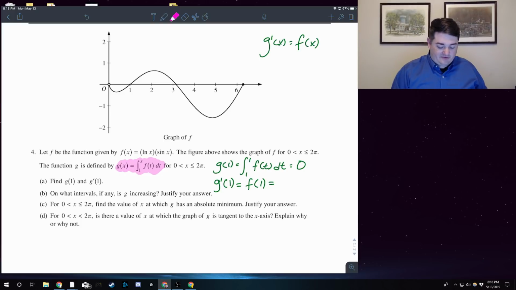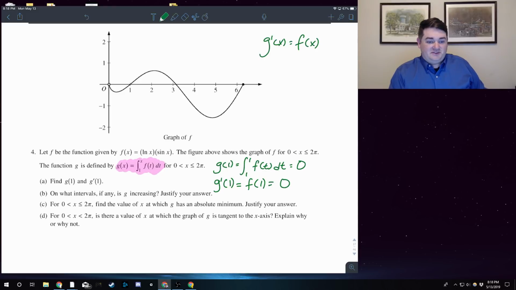How am I going to find f of 1? I'm going to come up here and plug it into f of x. So natural log 1, 0, times sine 1 is, how about it, also 0. Lagrange error bound, or no, we'll see if we can fit that in.